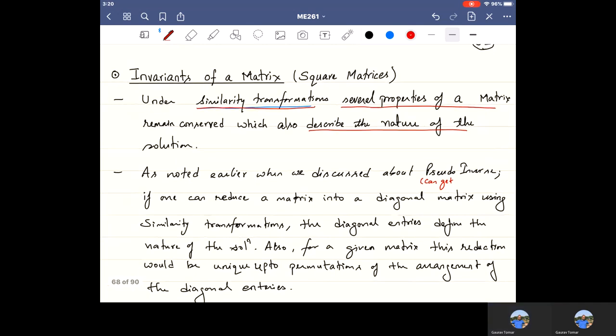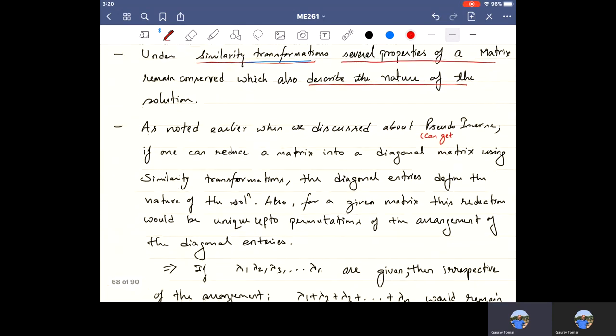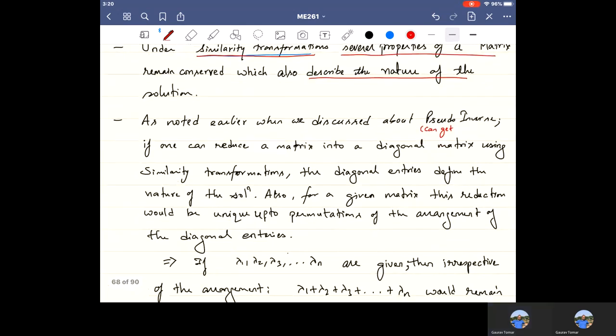So as we have talked, when we are talking about the pseudo inverse, we saw that if we can reduce a matrix into a diagonal matrix, the solution that you will get would be determined by the final diagonal entries that you're left with. Okay. So the diagonal entries that you get once you have diagonalized the matrix play an important role in finding the solution or defining the nature of the solution, right?